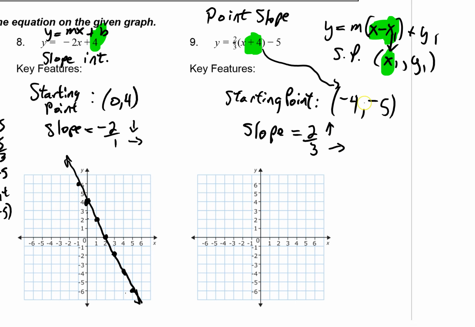And let's just graph this. Negative 4, negative 5, we'll go 4 to the left. We're going to go down 5. That's your starting point right there. Then we'll go up 2 and 1, 2, 3 steps to the right. We'll do it again. Go up 2, 1, 2, 3 steps to the right. Do it again. Up 2, 1, 2, 3 steps to the right.